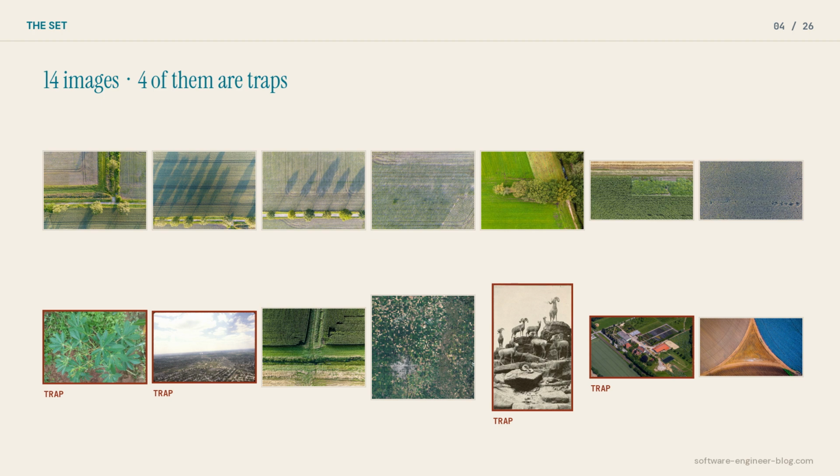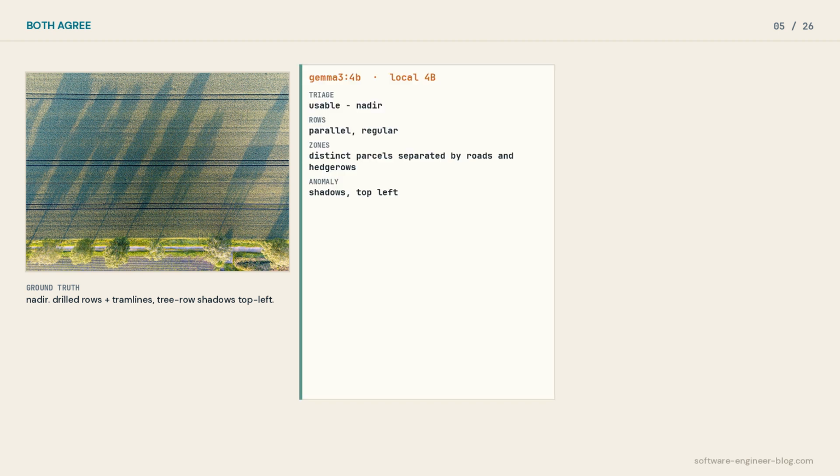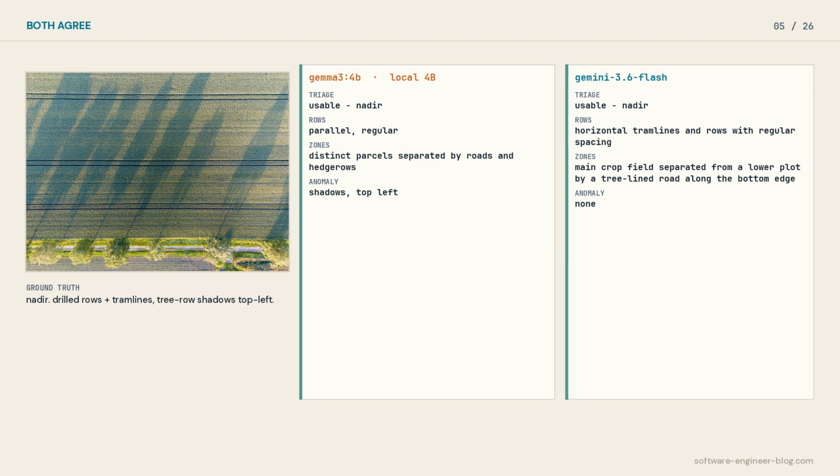2 contain real crop damage, and 4 are traps, although, as you will see, I only knew about 3 of them when I started. Start with an easy one, a straight-down frame over drilled rows. Both models get it. Usable, nadir, regular rows, parcels split by a tree-lined road. On clean imagery, there is very little between them.